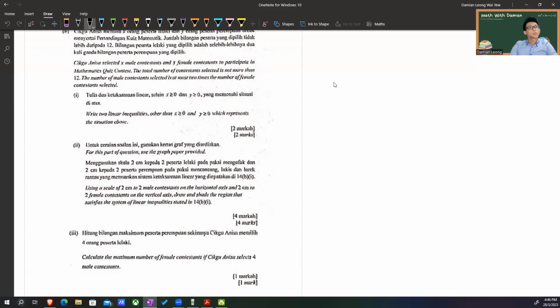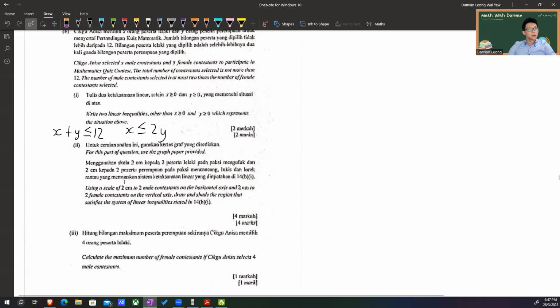So the first one, total number of contestants selected is not more than 12. Means number of male contestants plus number of female contestants is not more, means less or equal to 12. Okay, that's the first inequality. The second inequality. Total number of male contestants selected means X is at most, means less or equals 2 times the number of female contestants, means 2y. So these are the two inequalities.